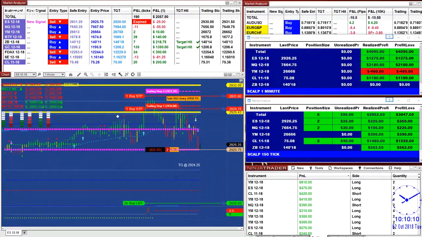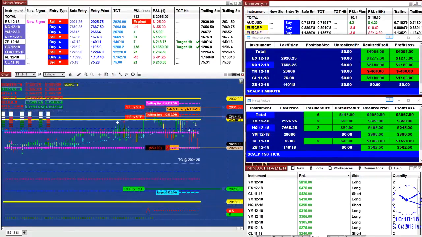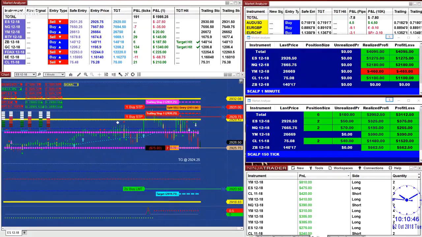A sell entry at 29.2575, and the target is 29.20. So this is your new entry signal, and we will try to see if we can also have a new signal on the YM. Where is the YM? Okay. The YM still, but it's going to come out.